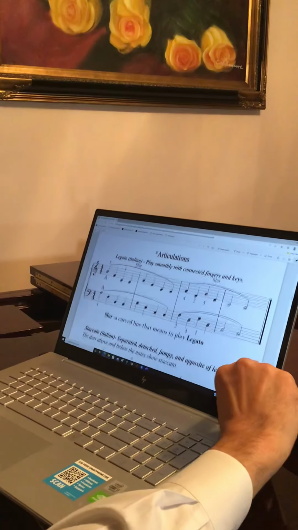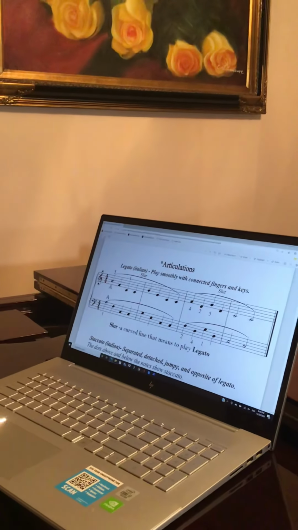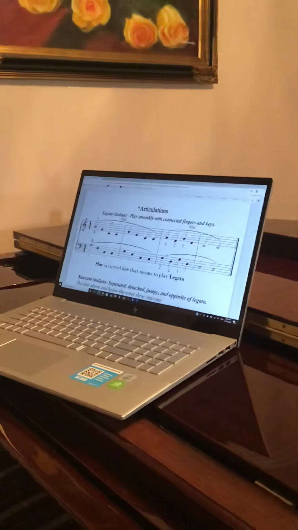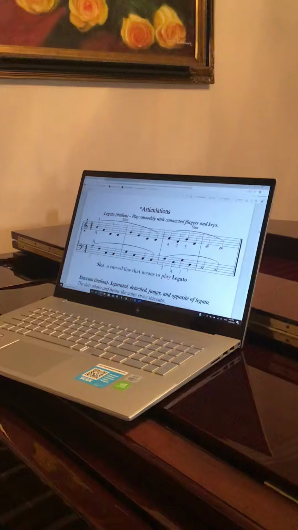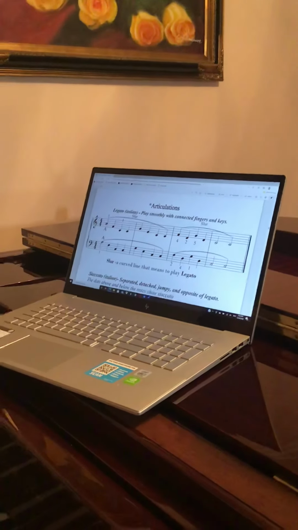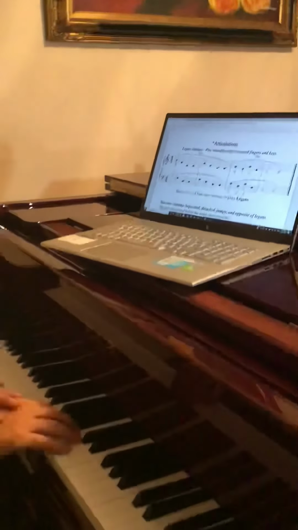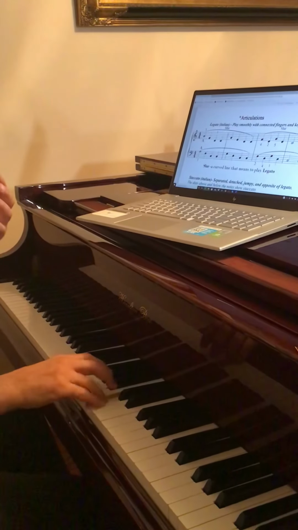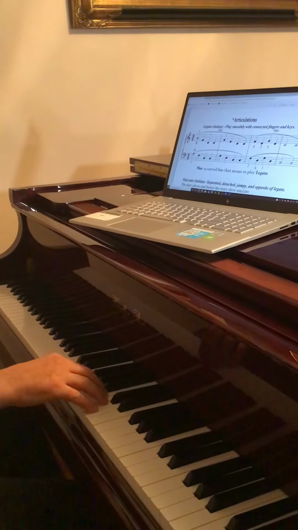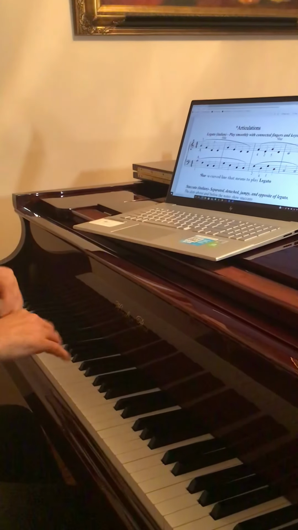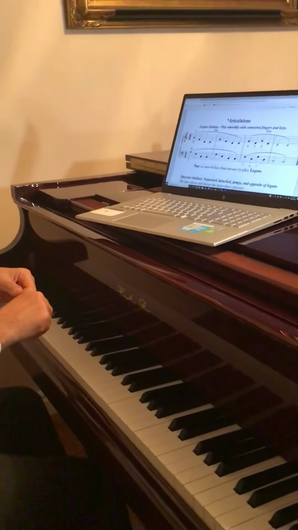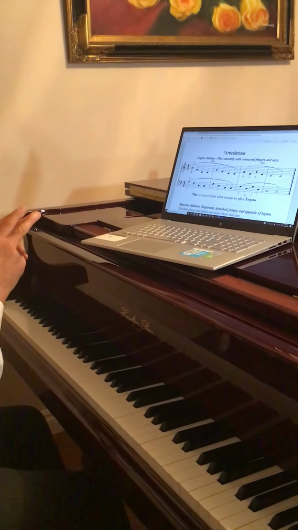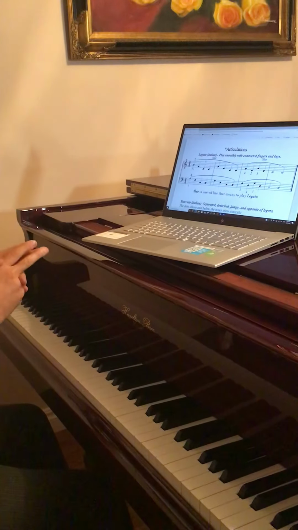Now about the articulations. What does it mean, the articulations? Articulations, that means the character of pressing down the key. You can press down the key in a smooth way, connecting the notes with each other, like that. Or you can play like that. You see that these are two different articulations. And we have the two basic articulations that we use most in the pieces.